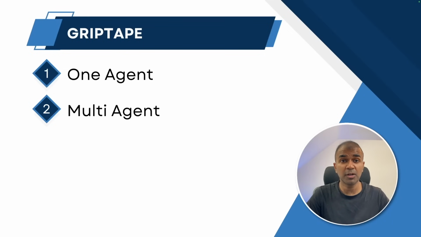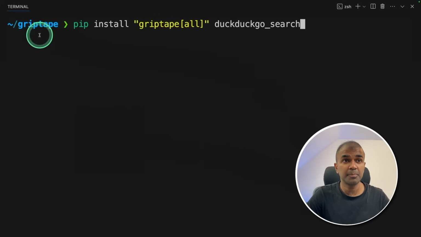First, I'm going to show you how to create one agent just for beginners. And next, I'm going to show you how to create multi-agents where we are asking those agents to perform a research task. So it's going to search the internet, get relevant information, and write it as a blog post. So first, one agent. So first step, pip install griptape all and then duckduckgo search. Griptape all is the main package, and duckduckgo search, we are going to use that in our multi-agent setup.